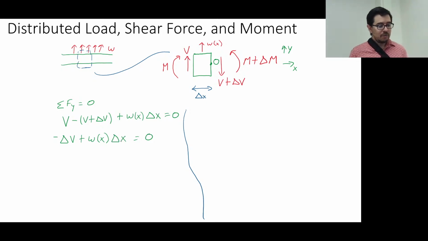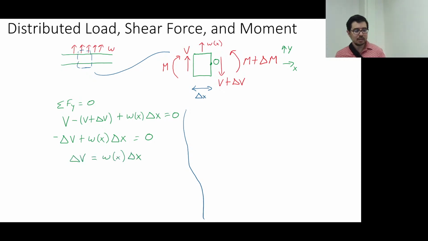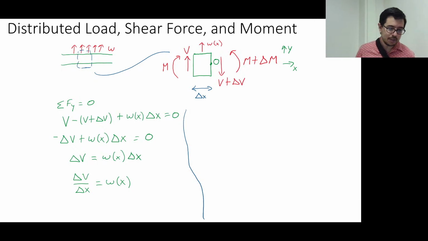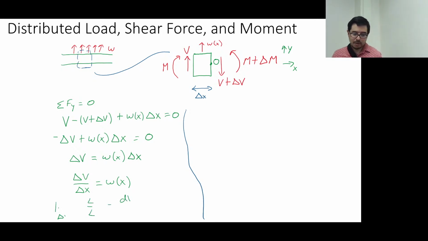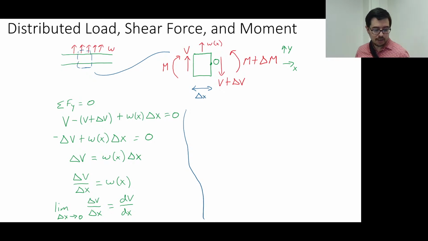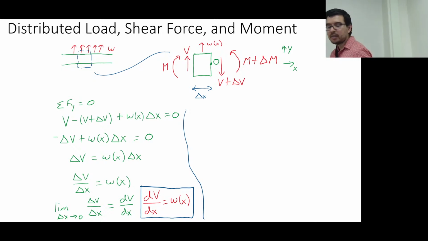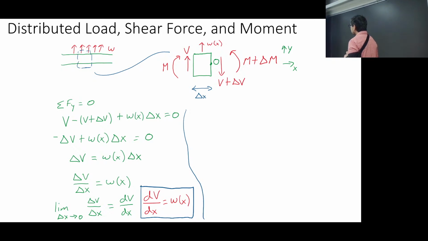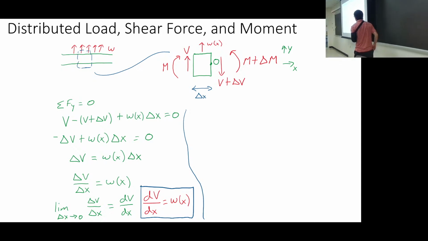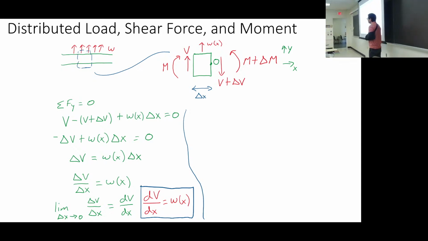And that simplifies. Why? Because the V's knock each other out. And we get that delta V is equal to W of X times delta X, and we get delta V divided by delta X is equal to W of X. And we take the limit of that, and voila, that's our equation. That was what we just showed on the previous slide, so we derived it like that. This goes on your formula sheet, big time.